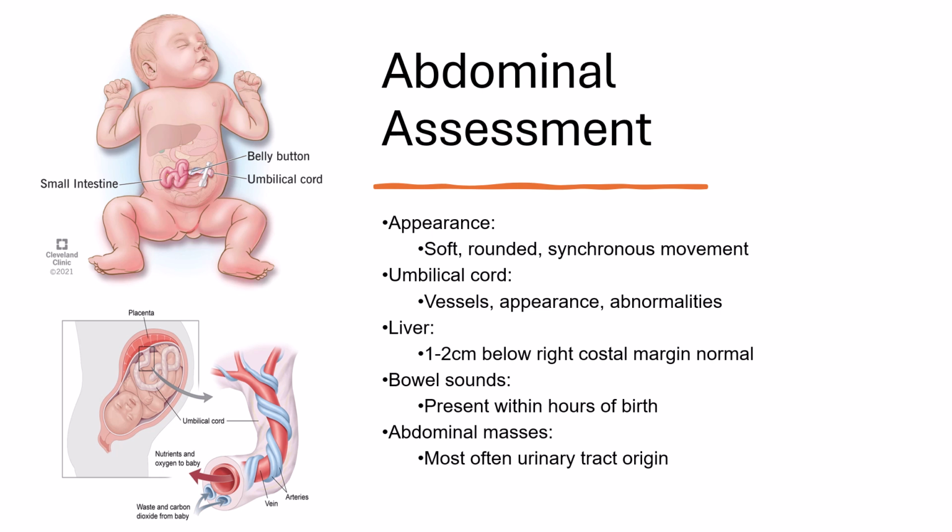The liver edge is normally palpable 1 to 2 centimeters below the right costal margin in newborns. Bowel sounds should be present within hours of birth. Remember that most abdominal masses in neonates originate from the urinary tract. A palpable kidney or bladder is the most common cause. A scaphoid, sunken abdomen, may indicate diaphragmatic hernia, while marked distension suggests obstruction.